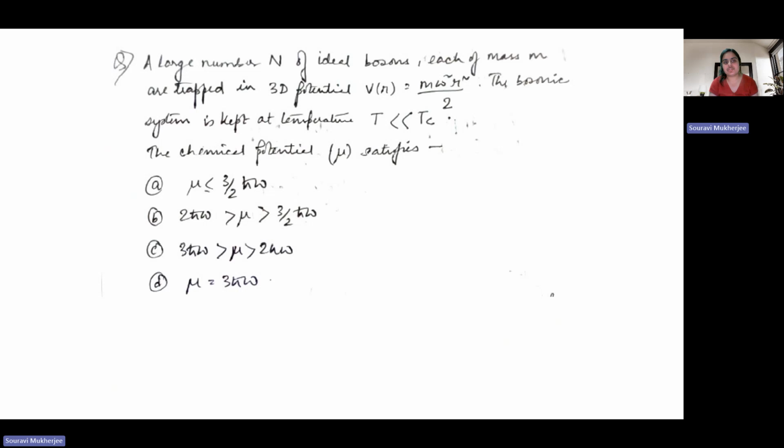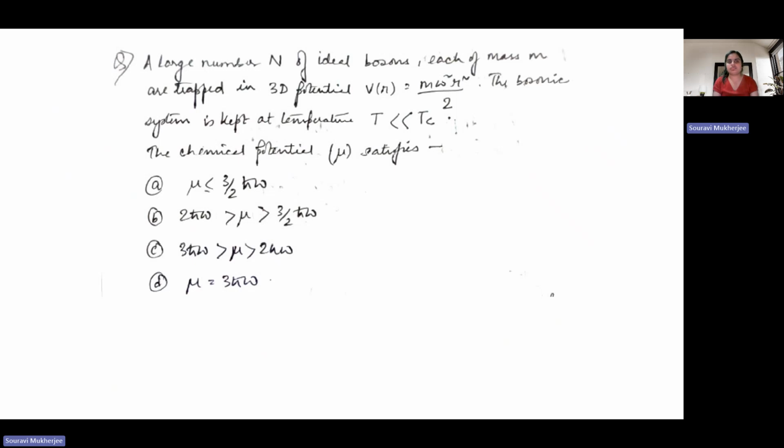Okay. Now let us look at another question. It says that there is a large number n of ideal bosons, each of mass m, trapped in a 3D potential given as half m omega square r square. The bosonic system is kept at temperature T much smaller than Tc. The chemical potential mu satisfies which of these different criteria?